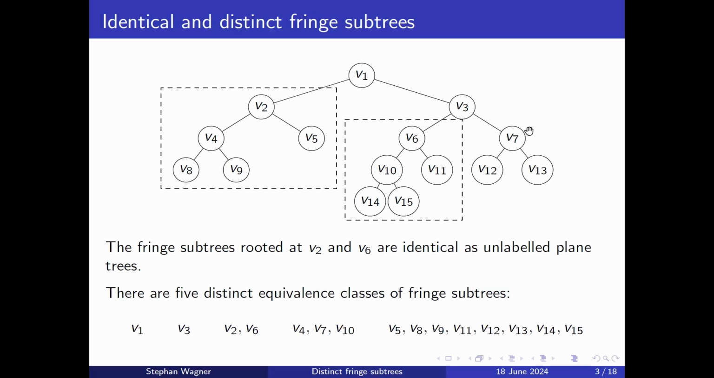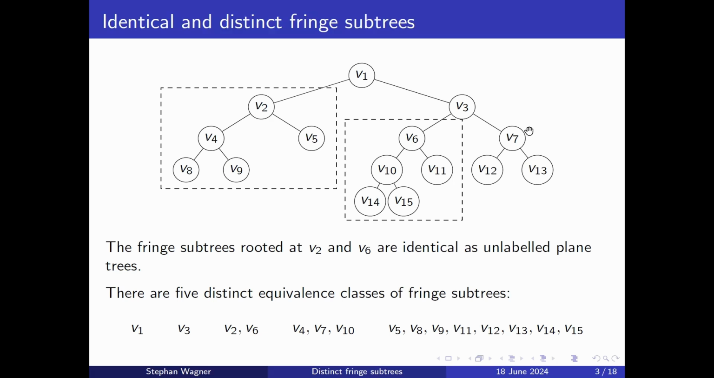In this particular example, there are in fact 5 equivalence classes of fringe subtrees. There is the one for the root, well, there's V3, that's the second largest fringe subtree in this tree. We've already seen that V2 and V6 give me isomorphic fringe subtrees. You have the cherries at V4, V7, and V10, and then all the singletons, all the leaves.